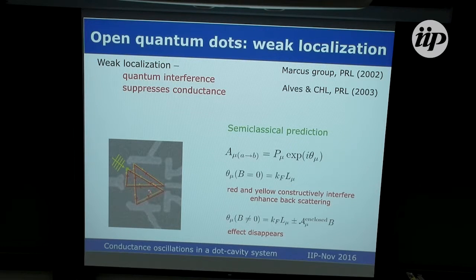To this yellow one, there is always a red one which matches and they interfere perfectly. And so what people learned is that there is enhancement, a quantum enhancement of the backscattering. So this is the semi-classical prediction. Once you put a perpendicular magnetic field, these phases no longer cancel each other because accumulating phase that way or that way is different, and the effect goes away.